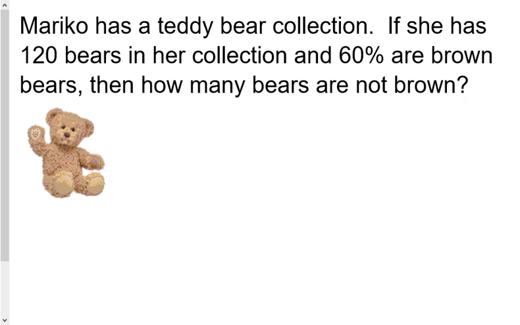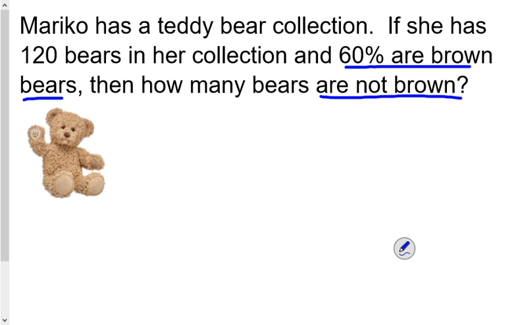All right, let's look at another. Mariko has a teddy bear collection. If she has 120 bears in her collection and 60% are brown bears, then how many bears are not brown? So when I look at this, it says 60% are brown bears. We want to know how many are not brown.